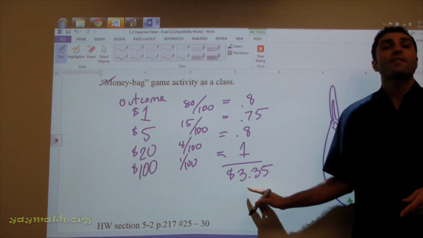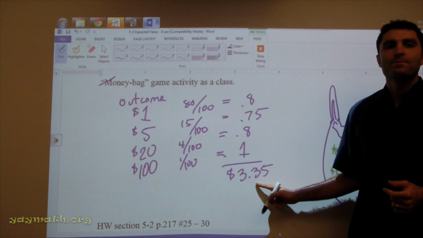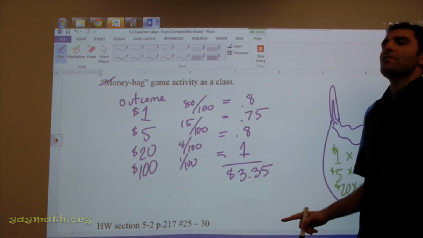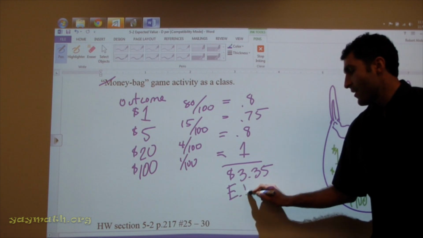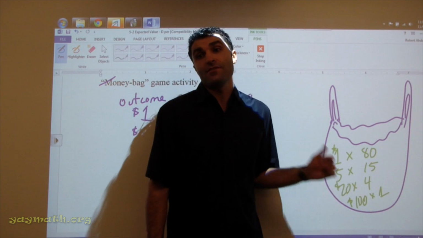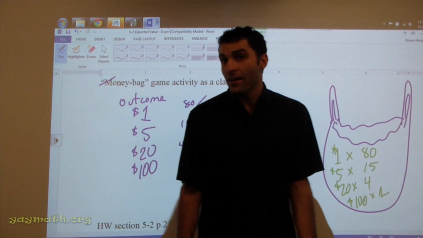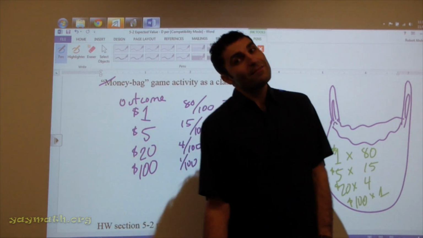What does this number mean? The average? It means that on average a person will win $3.35. So on average, each person will win $3.35. So would it make sense for us, the game owners, to charge $2? No. Would it make sense to charge $4? Yes, but no one would want to do it for fun.